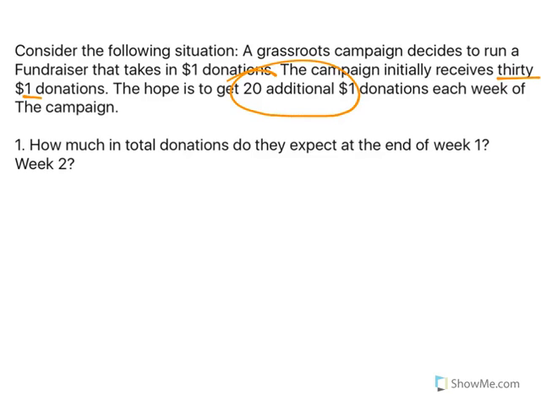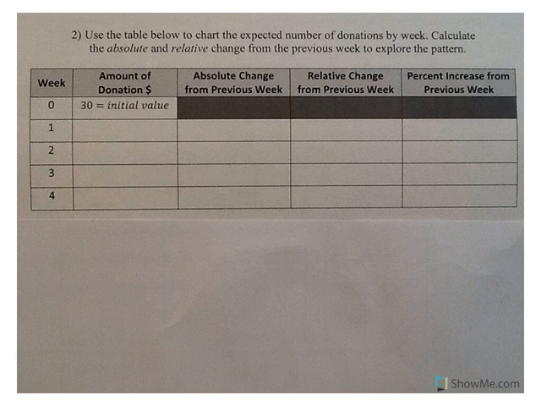So if they start with 30, week 1, they're going to get 20 more. We would hope to have 50, right? Because we had 30, we want to get 20 more. Week 2, we want to get 20 more. That would put us at 70, right? So they want to get just 20 more every week. It's a good theory. So if they start with 30 and then they get 50, well, let's write it so you can read it.